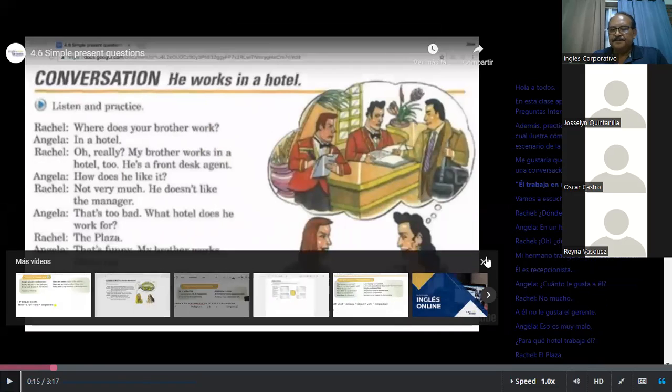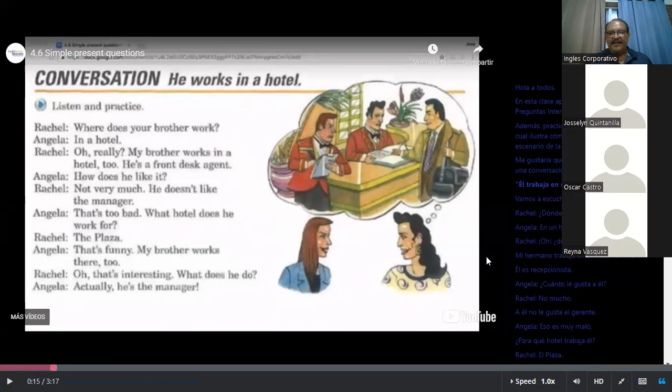Okay, in this one, just for you to reconnect with the language, right? I remember that you have the reduction in the pronunciation, right? For example, does he work? Does she work? Where do you work? What do you do? Where do you live? So where do you live is "where ya live." What do you do? What does he do? So remember, this is some of the pronunciation.